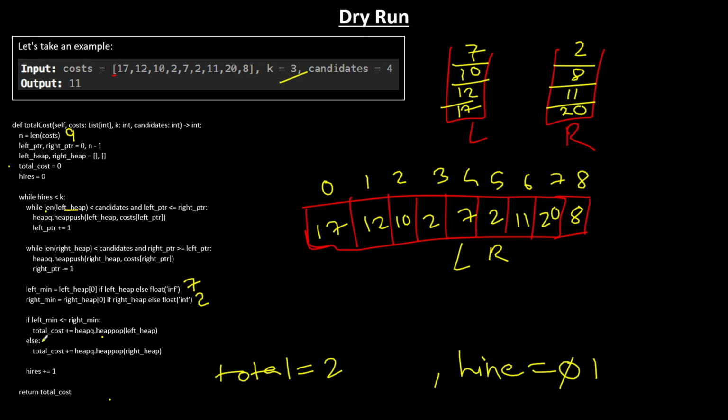Now we could see that left min is neither smaller than nor equal to the right. Right? Therefore, right has the minimum value. Therefore, we will add 2 here in the total and it will become 4. And we will pop it from the right heap also.